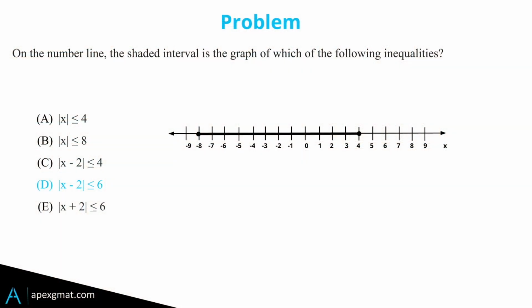So 8 minus 6 is 2. Similarly, -4 plus 6 is 2. That's the center point. Anything that's within 6 units of 2 is in this interval. So absolute value of x minus 2 is less than or equal to 6.